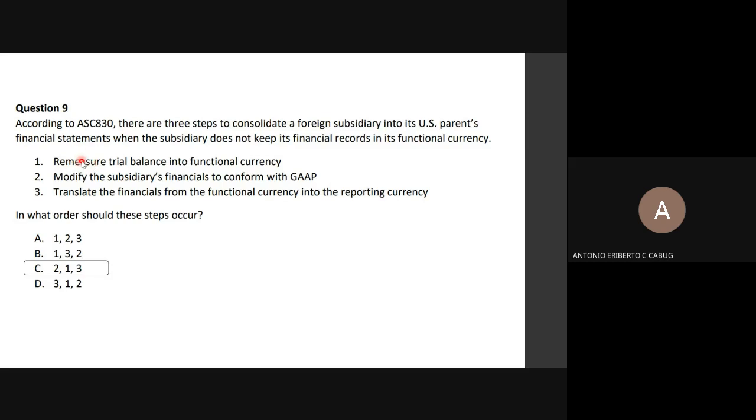I-remeasure natin to its functional currency dahil yung recording currency niya, hindi yun yung functional currency. The process is remeasuring. Once remeasured, you may now translate from the functional currency to the presentation currency or reporting currency of the parent. Number 3. 2, 1, 3. The correct answer is C.